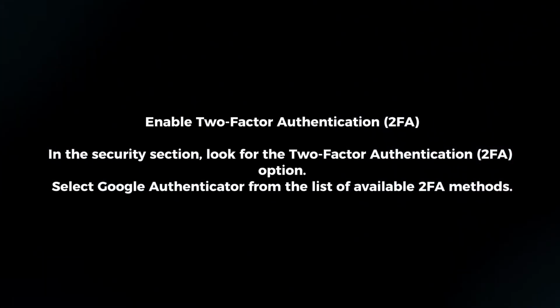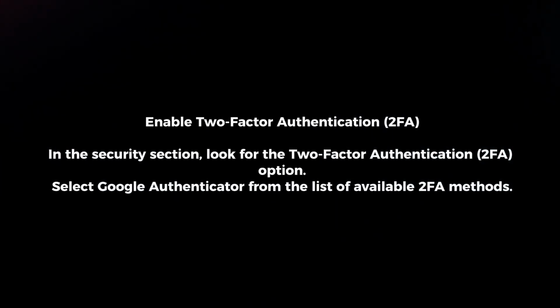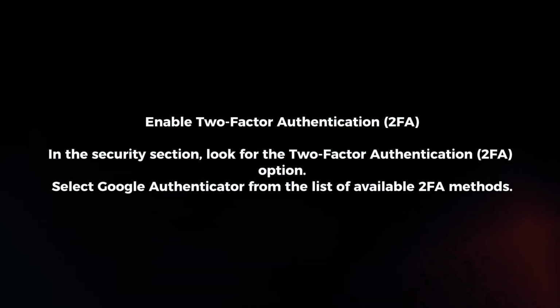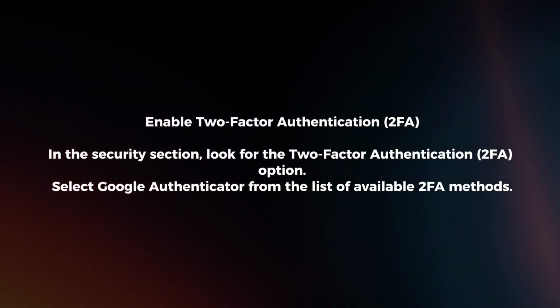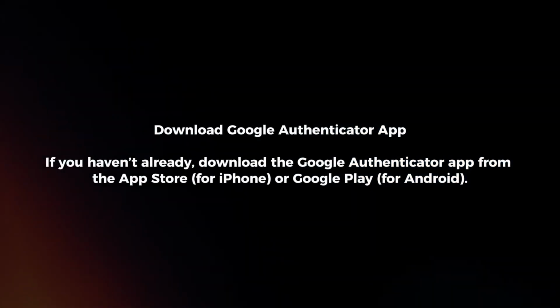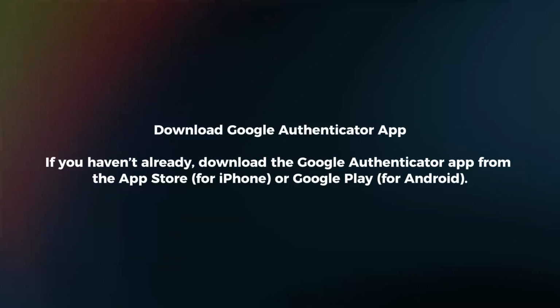Enable two-factor authentication. In the Security section, look for the two-factor authentication option. Select Google Authenticator from the list of available 2FA methods. Download Google Authenticator app. If you haven't already, download the Google Authenticator app from the App Store or Google Play.